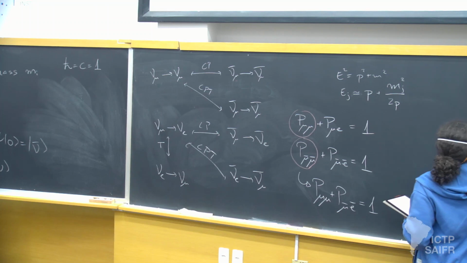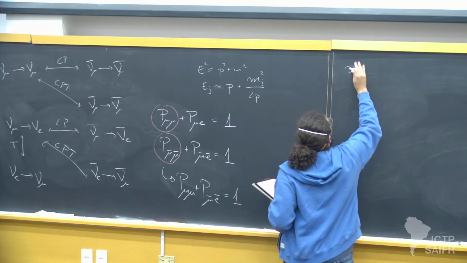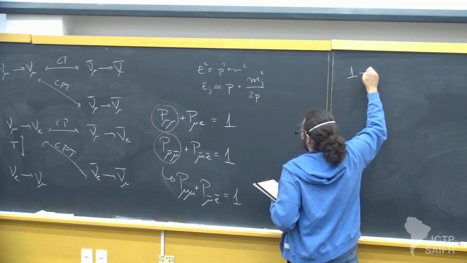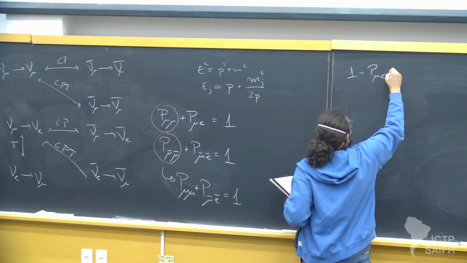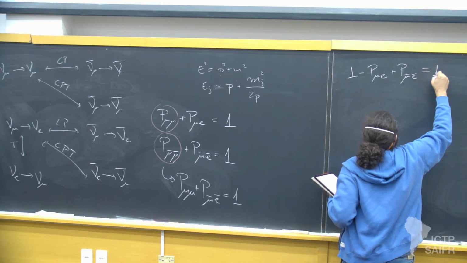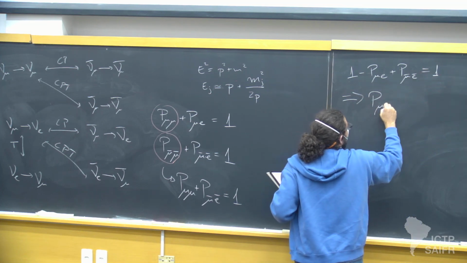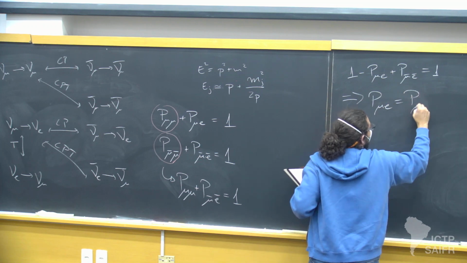And we get P, so mu mu is 1 minus that. So 1 minus P mu E plus P mu bar E bar equals 1, which means that P mu E equals P mu bar E bar.